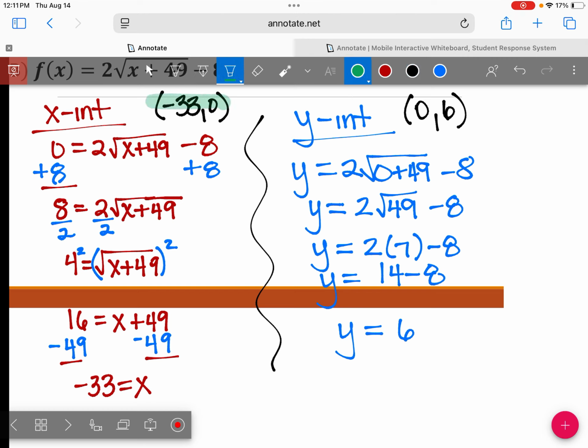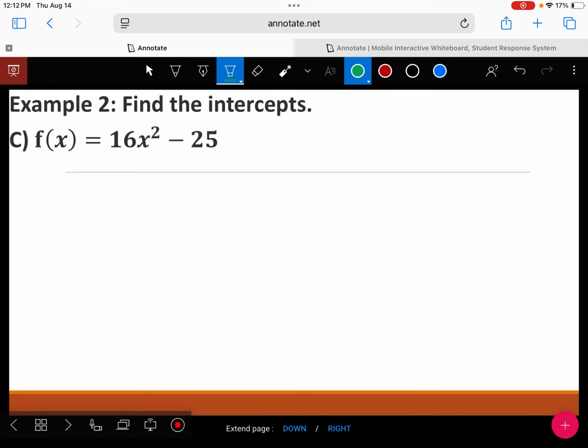Any questions about how we work through that? So that's the last component that will be on the test. We're going to do one more question today, and then we'll finish this out tomorrow. Go ahead and copy this down. Question C.